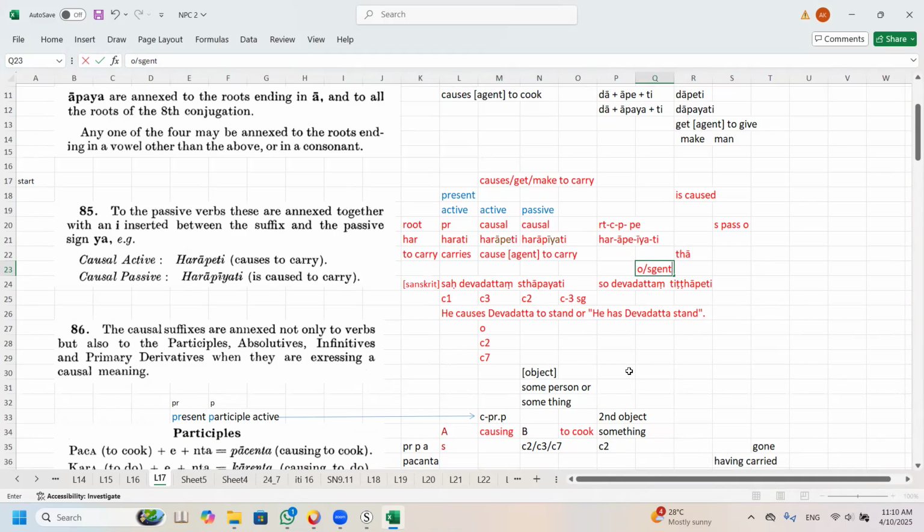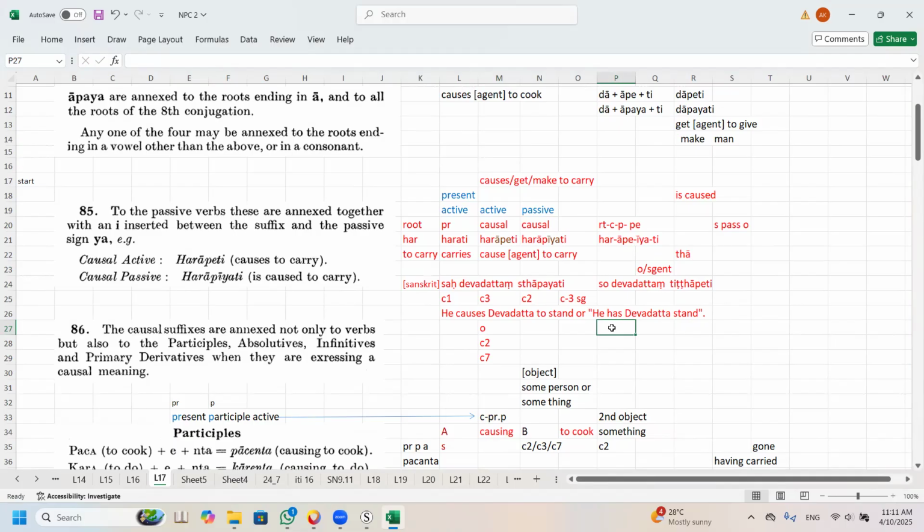Now, causative also, this is based on Sanskrit. You can never get this type of translation in your other one. He has Devadatta stand. So this is one way of translation used in Sanskrit when you translate causative, because the word has, so has or had, it depends. If you read carefully, he has Devadatta stand. This is really a causative. If you look at the structure, it's really causative.